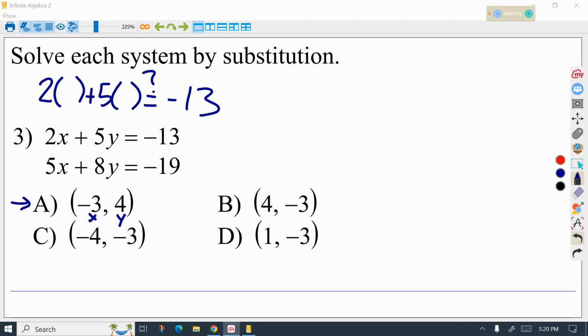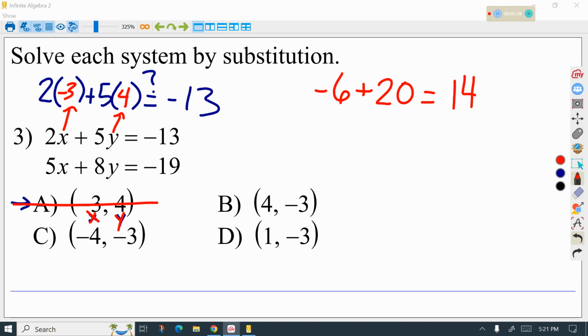Well, if I plug in my negative 3 here, because that's my x value, right? That's x, okay? And if I plug in my y value, which is 4, again, x for x and y for y. Okay, is this true? Does this make a true fact? Well, we could think about that. What is 2 times negative 3? That makes negative 6. And 4 times 5 is 20. So what is negative 6 plus 20? This makes 14, positive 14. This does not make negative 13. And so what I would do is cross this out. And I would say, hey, this doesn't make the first equation true.